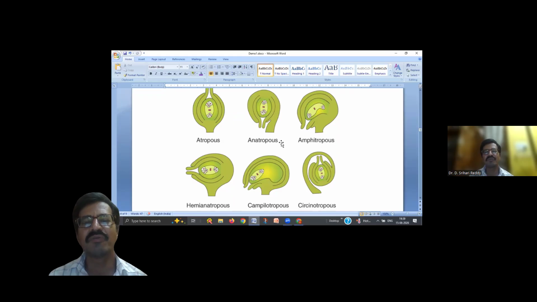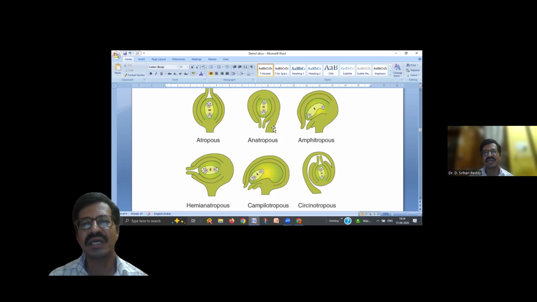If you see the anatropous ovule, this is the funiculus and this is the micropyle. In the amphitropous ovule, this is the funiculus, this is the micropyle. In the hemianatropous ovule, this is the funiculus, this is the micropyle. And the campylotropous ovule, funiculus and micropyle. And the circinotropous ovule, here it forms a spring-like structure. So where we find both the funiculus and micropyle in a very close structure, both are arranged very closely.